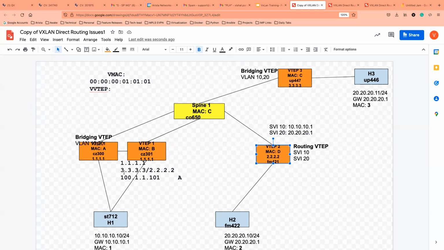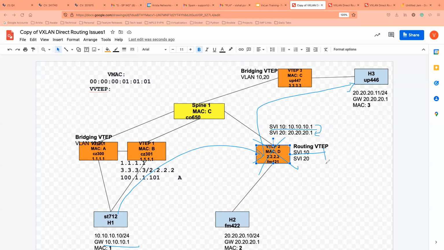So what will happen if H1 wants to communicate to H3? How will traffic flow? It will first send the packet to the gateway, 10.10.10.1, which is obviously only on this VTEP. Then it will route the traffic from 10 to 20, and then forward it to H3. And the problem with this is, as Okwan mentioned, that if this VTEP fails or malfunctions, then host to host communication between different VLANs, inter-VLAN, is affected. It will be a blackout.